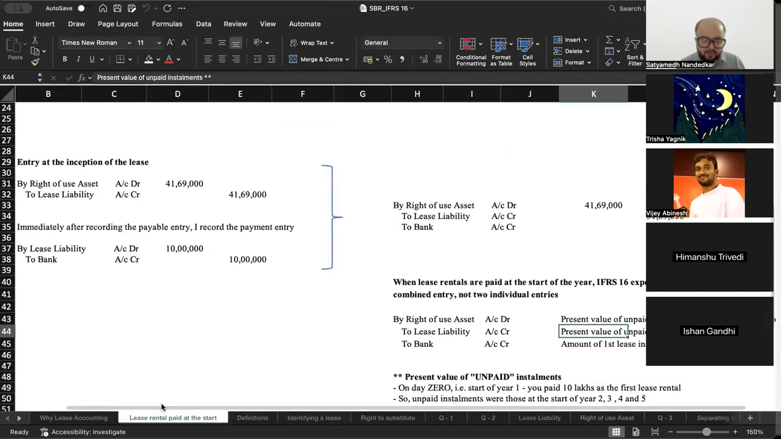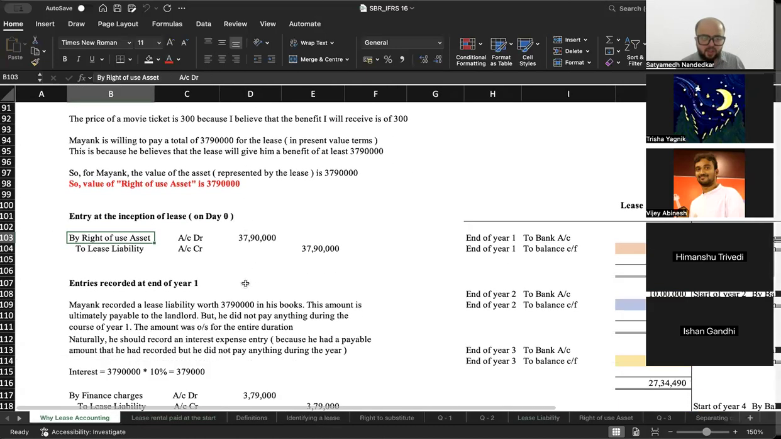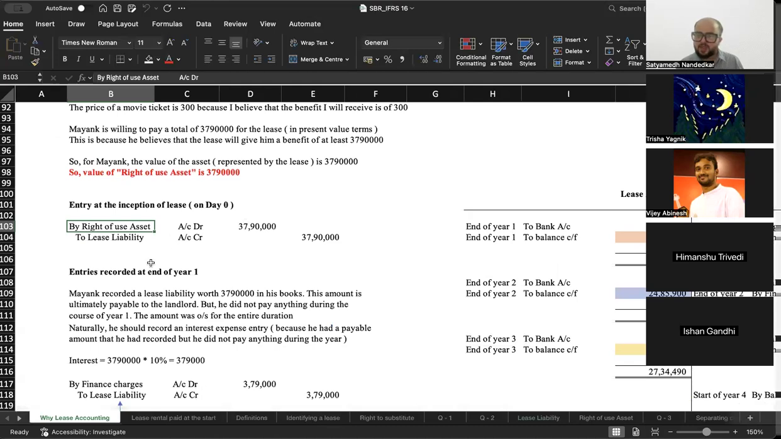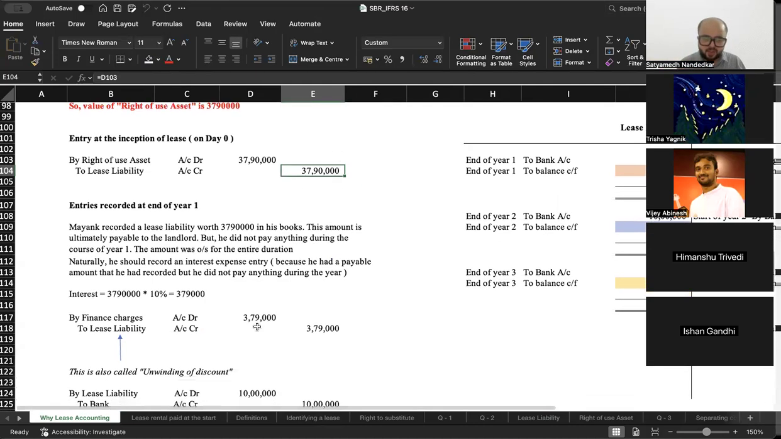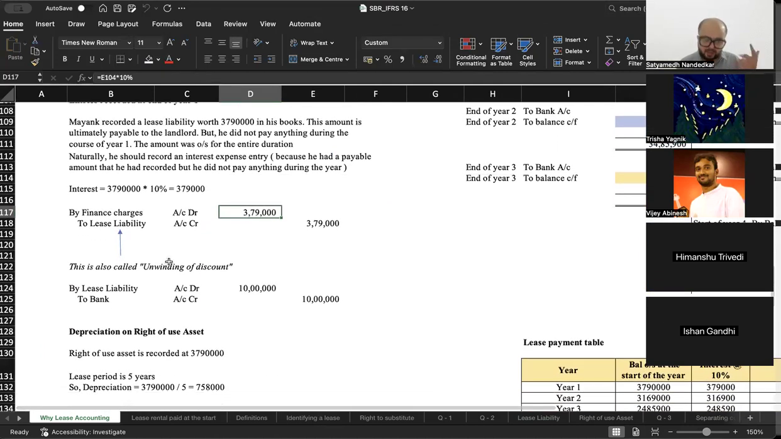So how will you do this? The particular entry will be, say for example, the interest rate implicit in the lease is 10%. The amount of lease liability that you recorded at the commencement of the lease is 37 lakh 90,000. Multiply it by 10%. 37 lakh 90,000 into 10%, that gives you 3 lakh 79,000. Record an entry, finance charges account debit to lease liability. This entry is also known as the unwinding of discount.